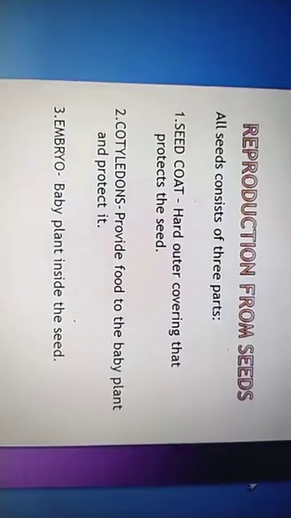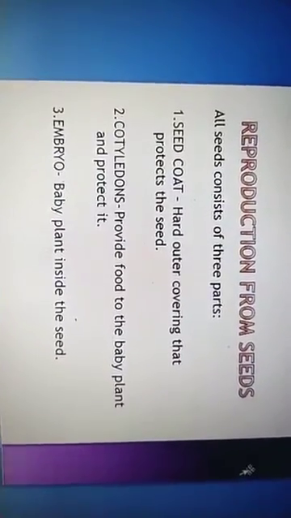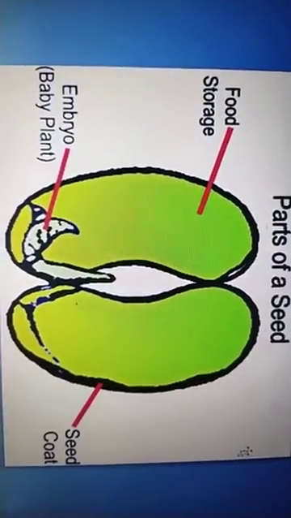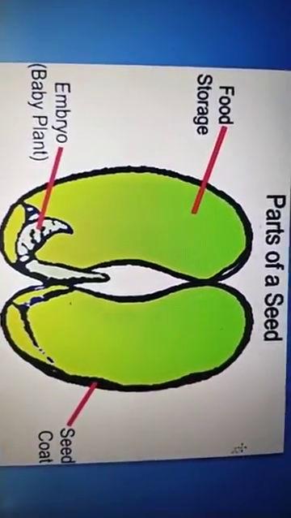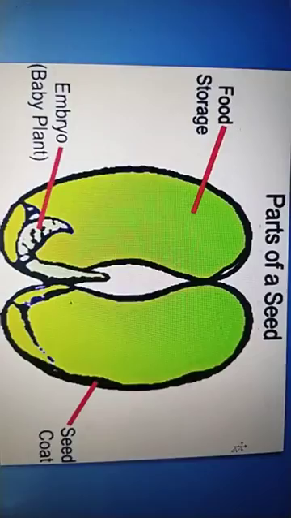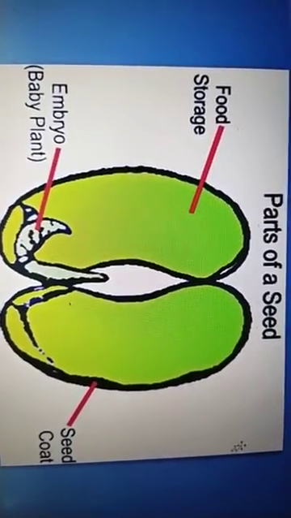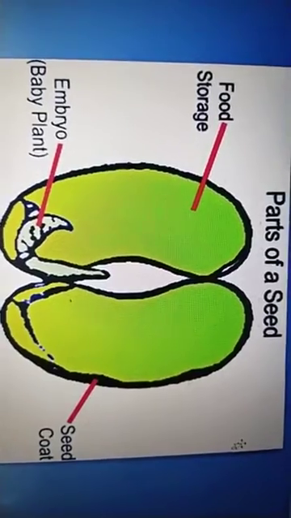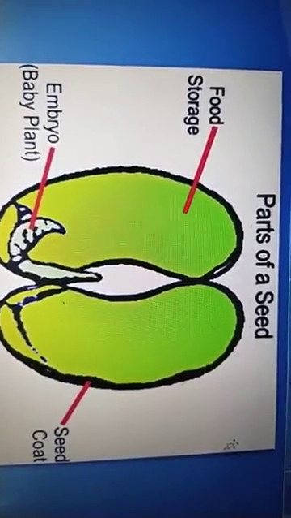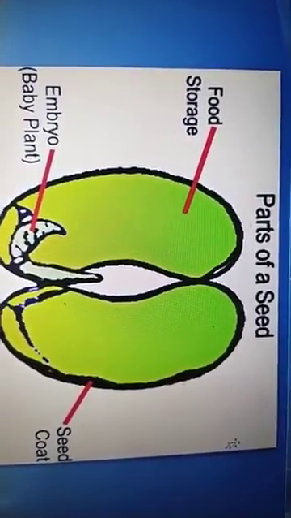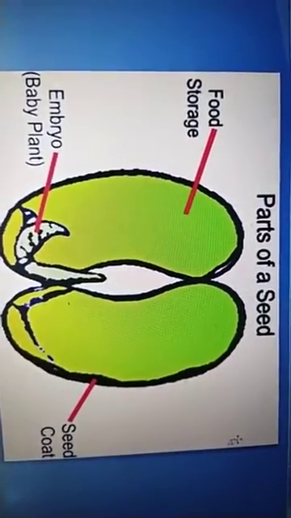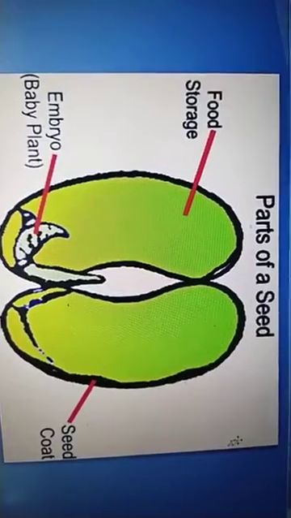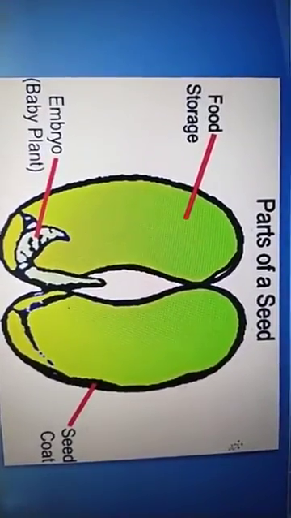Now learn this structure of seeds from the next picture. Here are the parts of a seed. The outer black line is called a seed coat. It is a hard outer covering which protects the seed. Green color is representing the cotyledons. It stores food for the baby plant. And the small tiny structure is called the embryo, that is the baby plant.